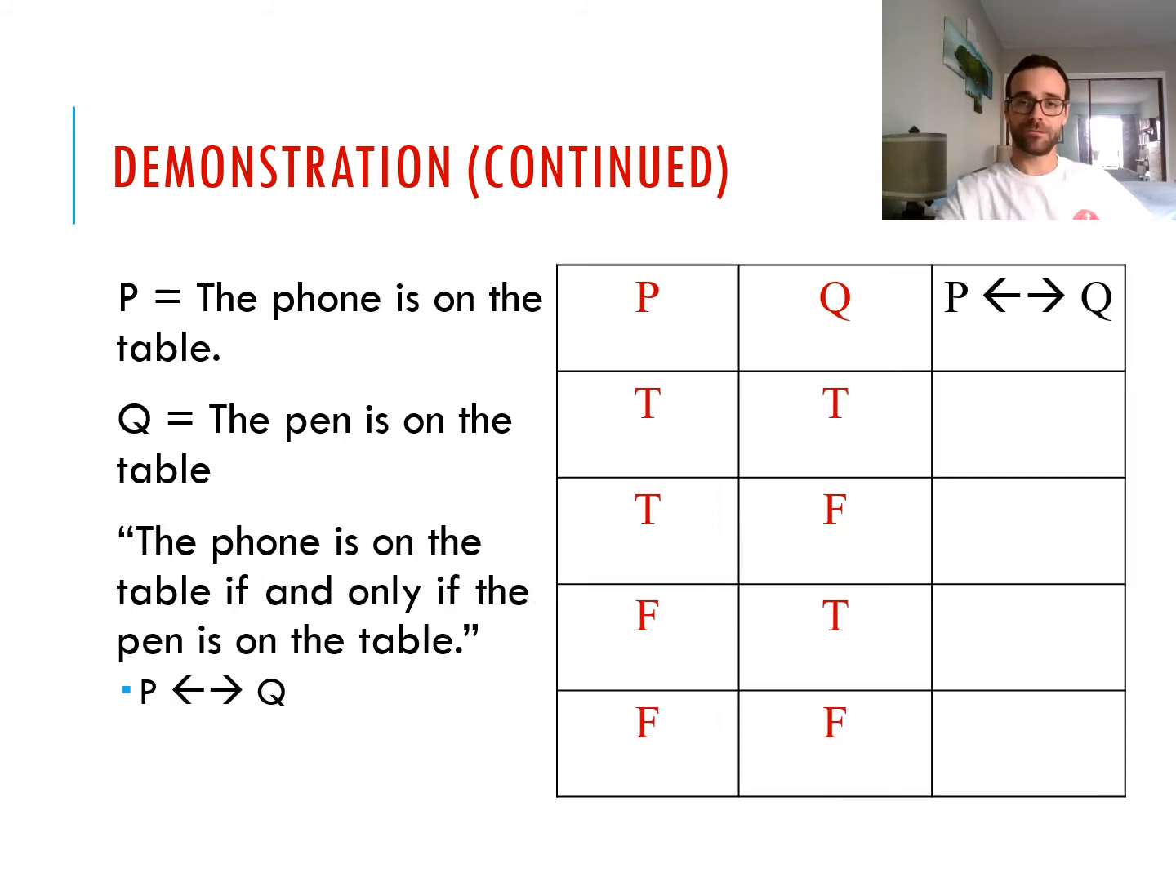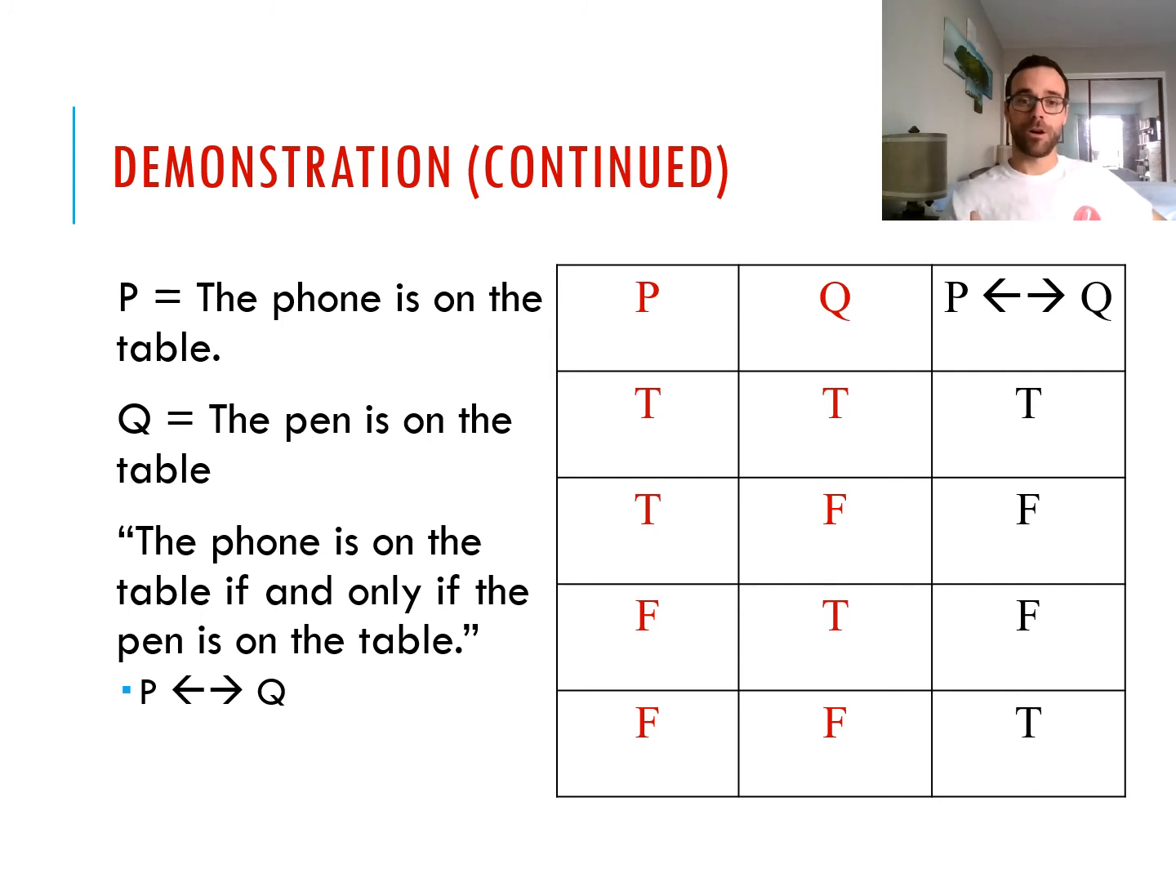For the biconditional, it is going to be true when what's on both sides of the biconditional are true, or when what's on both sides of the biconditional are false. So essentially, when both sides are the same, a biconditional is true. So if I were to utter the biconditional complex proposition, the phone is on the table if and only if the pen is on the table: when both are on the table, it's true. When both are not on the table, it's also true. But when one is on the table and one is not on the table, then it's false. Same with the other way around. So this table would look like this.